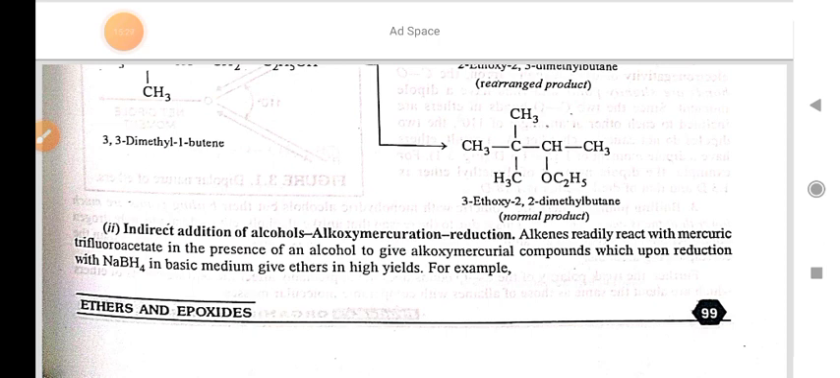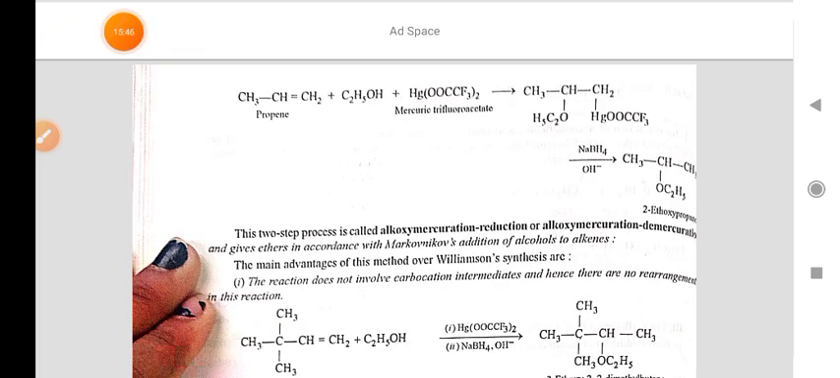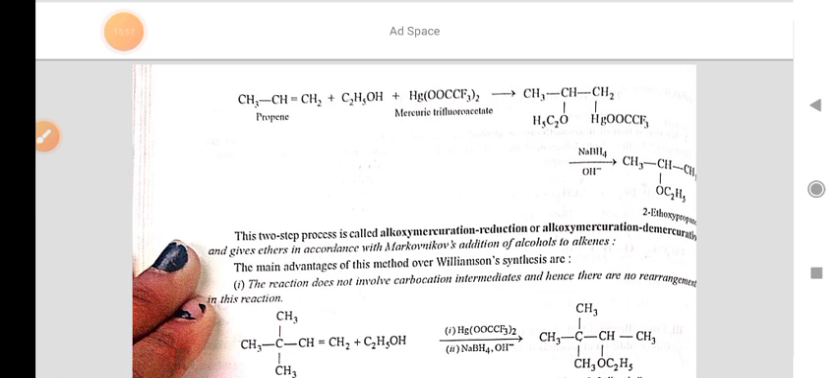Alkenes readily react with mercuric trifluoroacetate in the presence of an alcohol to give an alkoxymercurial compound, which upon reduction with NaBH4 in acidic medium gives ethers in high yields. For example, propene plus alcohol on reaction with mercuric trifluoroacetate gives an intermediate, which on further reaction with NaBH4 gives 2-ethoxypropane. This two-step process is called alkoxymercuration reduction or alkoxymercuration demercuration and gives ether in accordance with the Markovnikov addition of alcohols to alkenes.